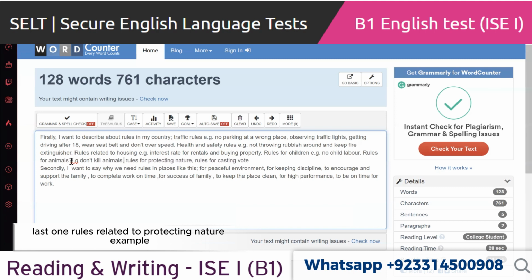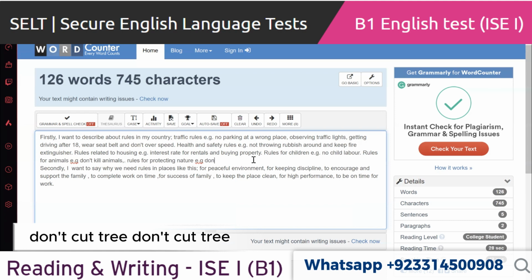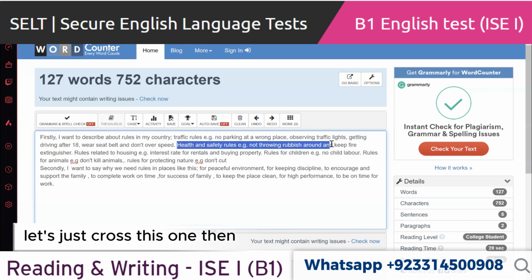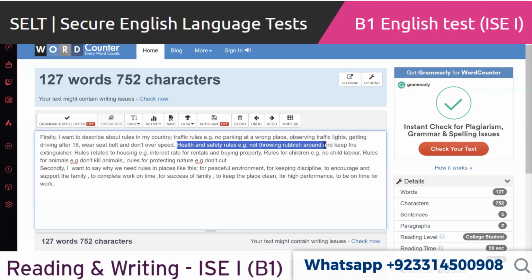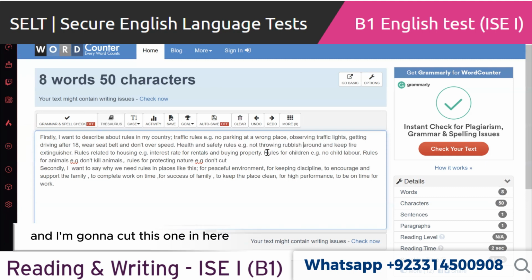Last one, rules related to protecting nature. Example given, don't cut trees. That's so much material. Just saying, you can write, don't cut trees. Don't put rubbish on the floor or roads. Let's just cross this one then. I'm going to cut this one here.